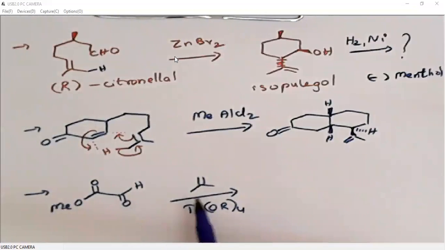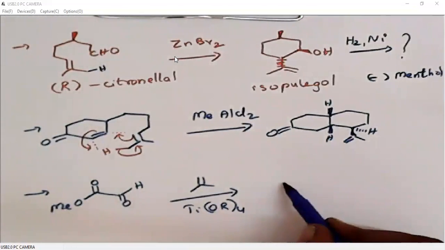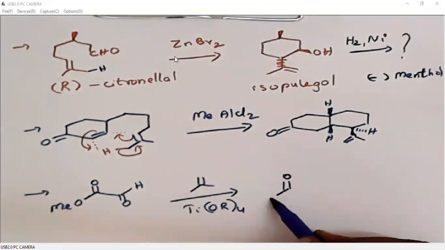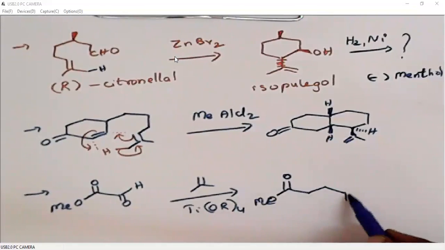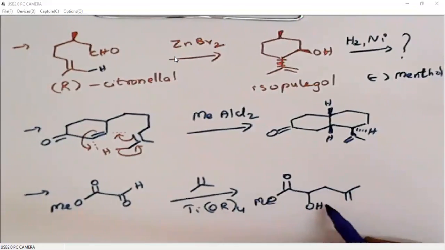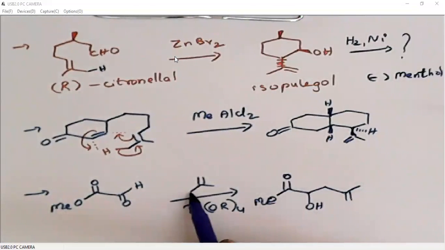When these two are treated in the presence of a titanium complex, it undergoes an ene reaction. The double bond is undergoing reduction, and a bond formation is taking place between this carbon and the carbonyl carbon. So it is an intermolecular ene reaction. Here it is nothing but alkylation on the carbonyl.